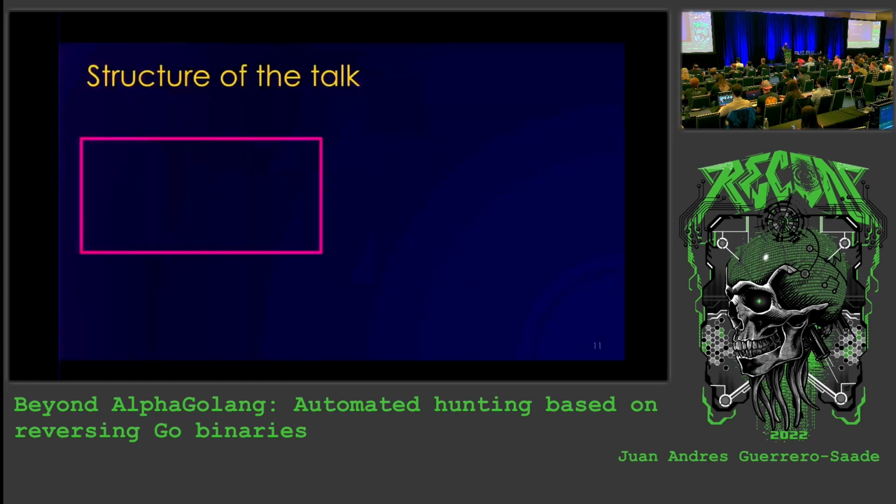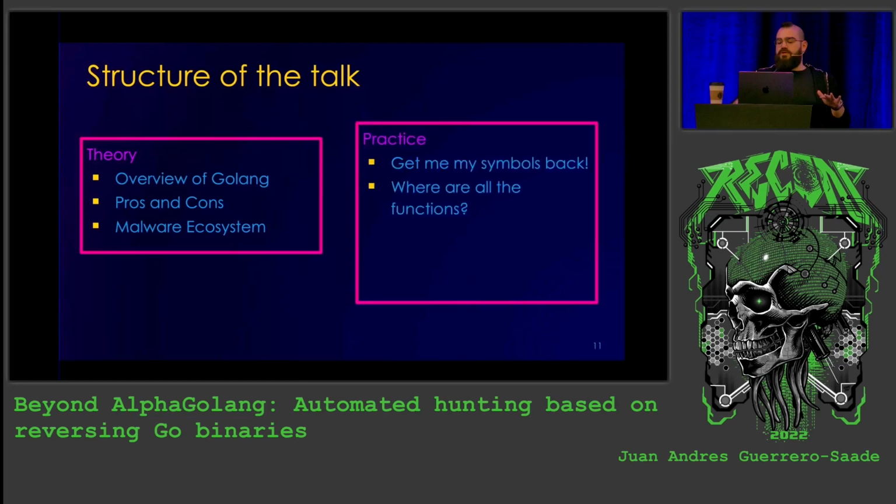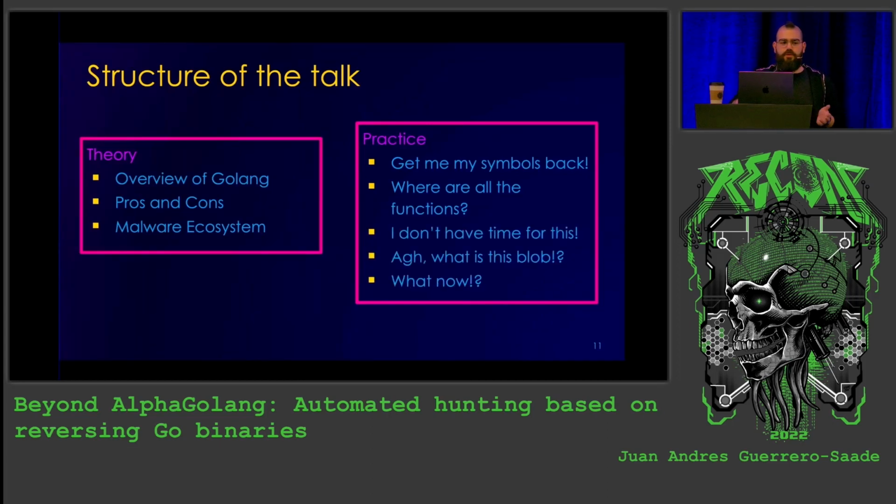So the structure of this talk is we're going to very quickly go over some of the theory, like how some of the stuff works with compiled Golang, and then some of the pros and cons, and then why the malware ecosystem is developing the way that it is. And then in practice, I want to talk about some of the things that we've been able to enable with what I call AlphaGolang, or with IDA Pro and parts of Binja and so on, and what we could be doing better, right?